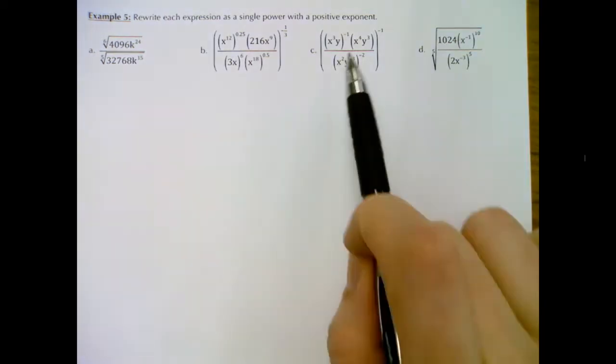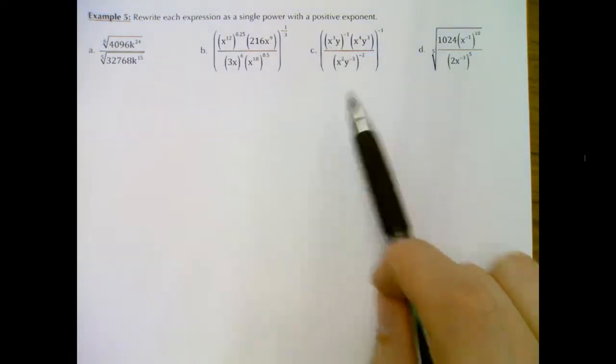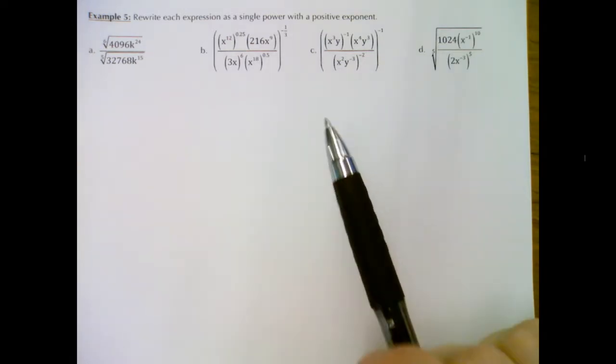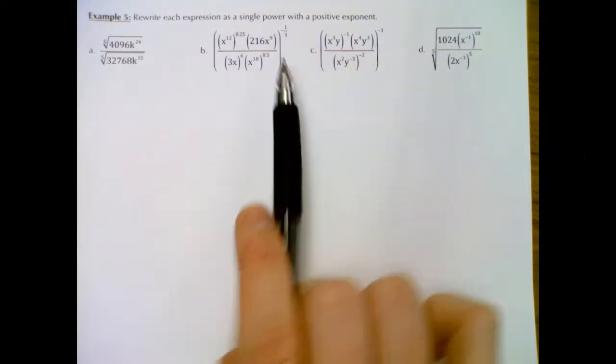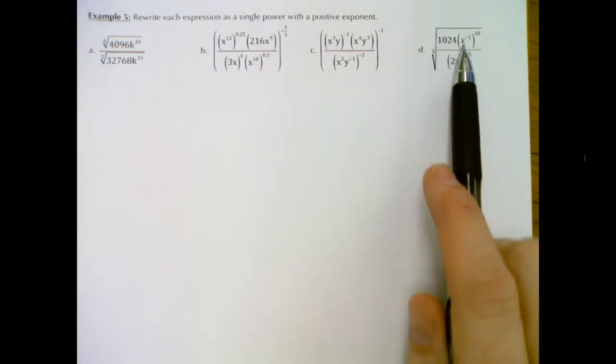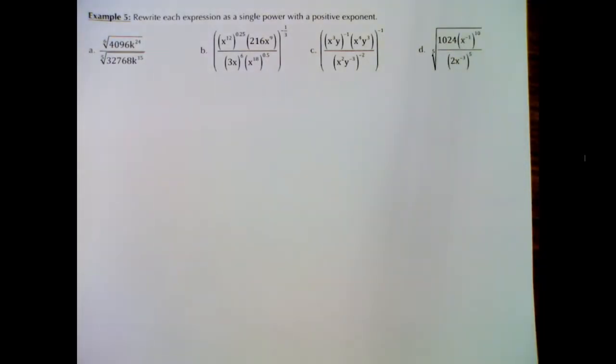So in the case of C, we've got x's and y's, so your answer might have x's and y's in it. All the other ones, A just has the letter K, B just has x's, and D just has x's, so we're going to actually get a single power in those ones. We're going to do 2 together. We're going to do A and C, and I'm going to get you to try B and D.